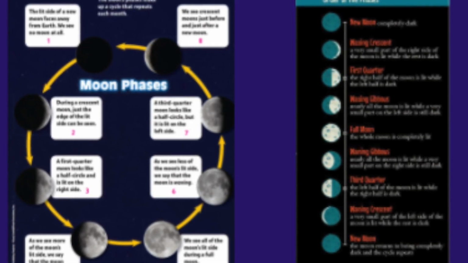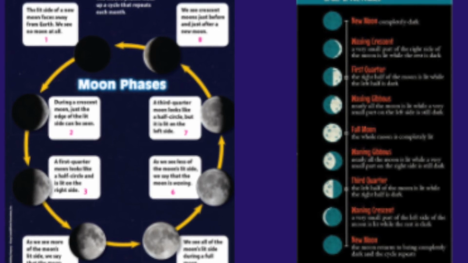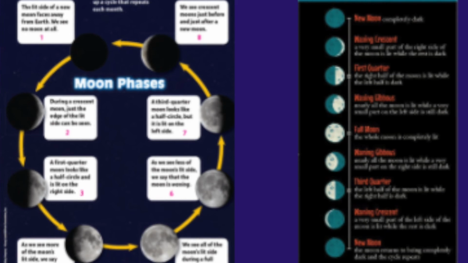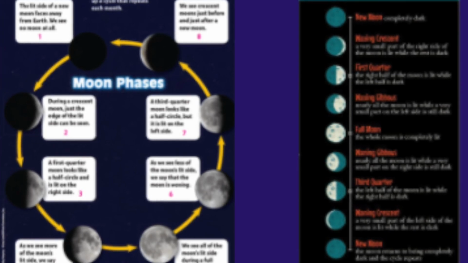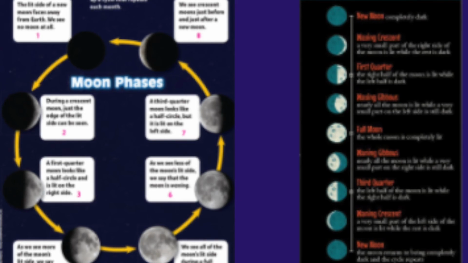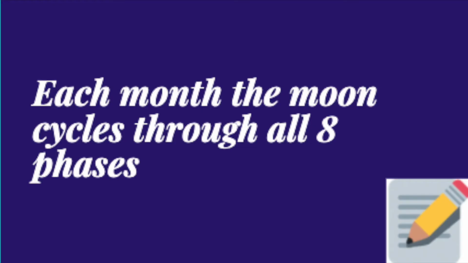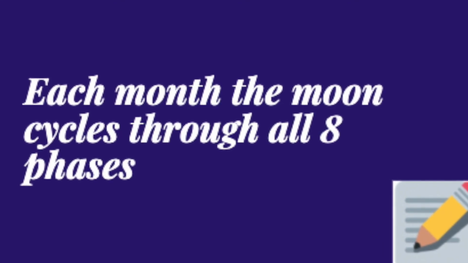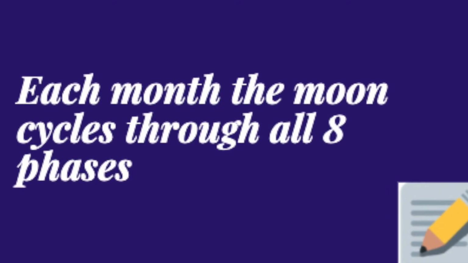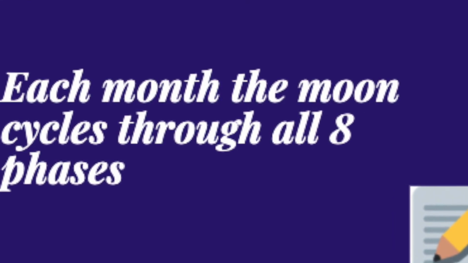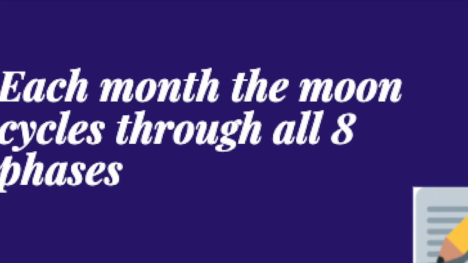So you will see on both diagrams that a new moon comes first, then a little later on comes the first quarter, then the full moon, then the third quarter. And again, you'll see those phases in between because there are 8 phases in total. Each month, the moon cycles through all 8 phases. So, if you stare at the moon every day for a month, you should be able to see each and every one of these phases.